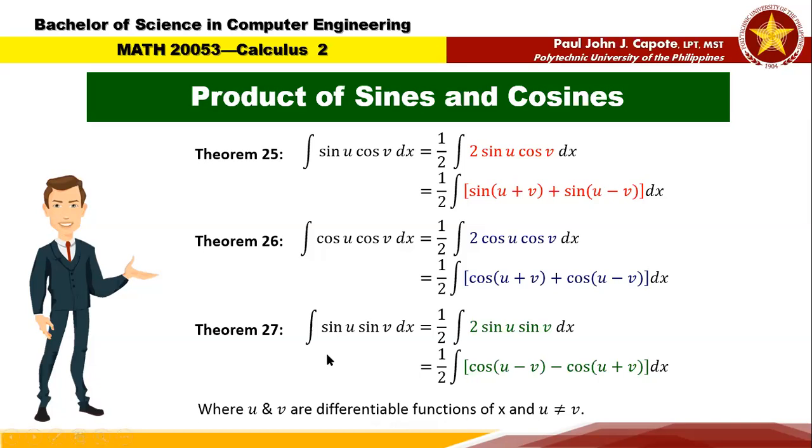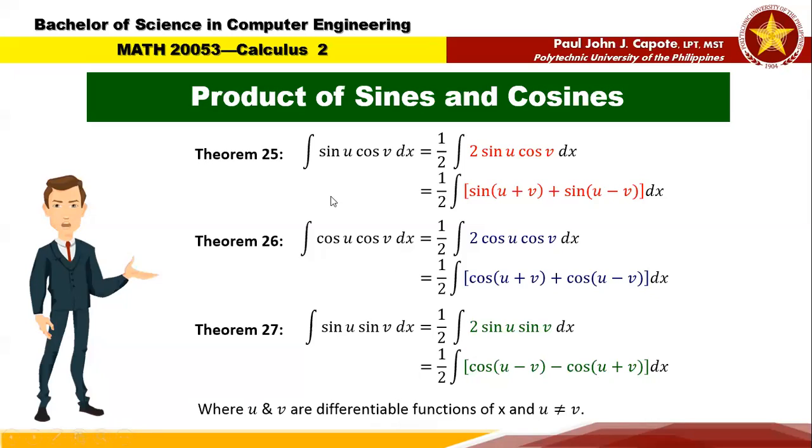Then for theorem 27, we have the integral of the product of sine u and sine v dx. Same, we introduce a factor 2 over 2, apply integral of the product. So we have 1/2 times the integral of 2 times sine u times sine v dx. And then we have an existing trigonometric identity for our new integrand 2 sine u times sine v, and that is the difference between cosine u minus v and cosine u plus v.